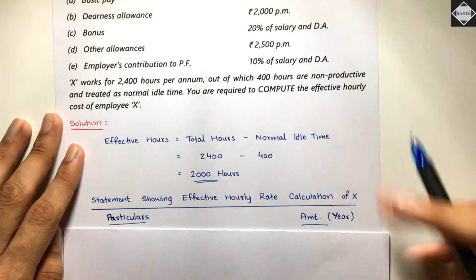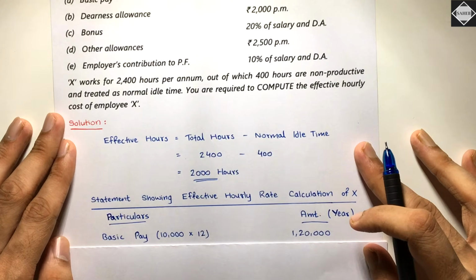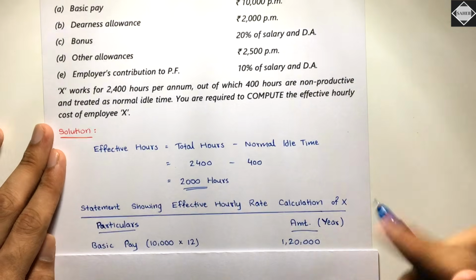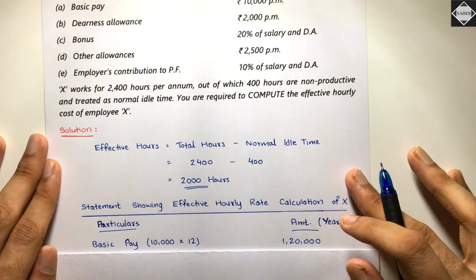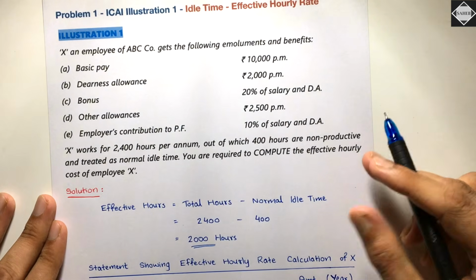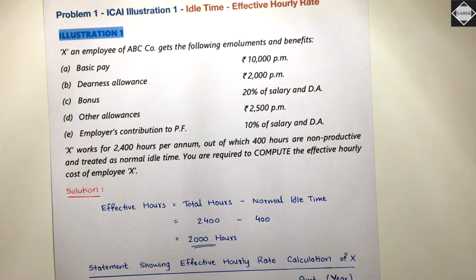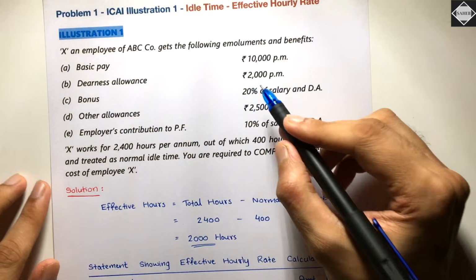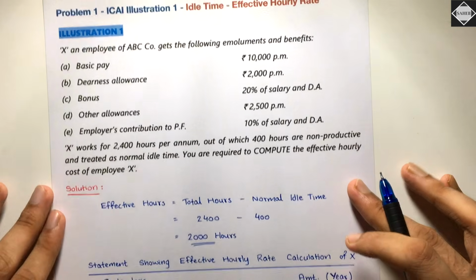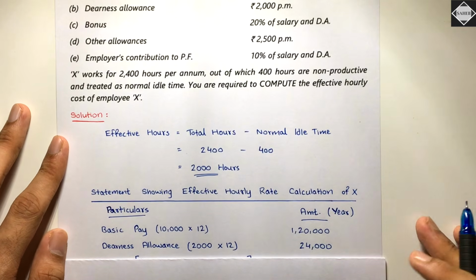Particulars, amount, in yearly figures. First we have basic pay. It's 10,000 per month. 10,000 into 12, that's 1,20,000. Then we have dearness allowance. This allowance is given because of inflation. You will learn more about it in the taxation subject, in income tax. Here it is 2,000 per month. So 2,000 into 12 is 24,000. That's dearness allowance.